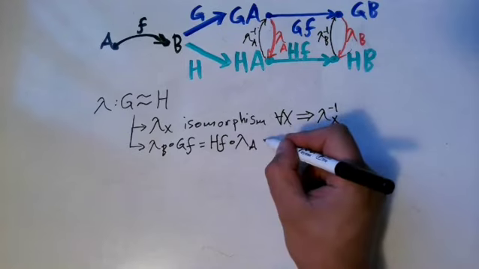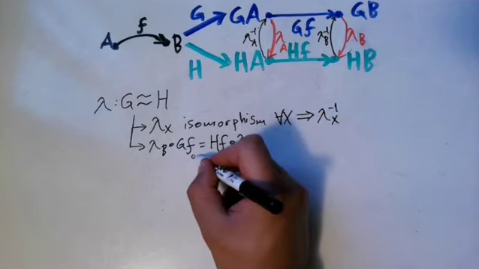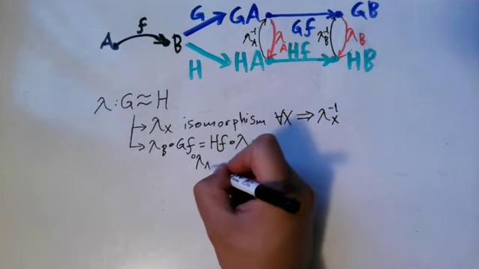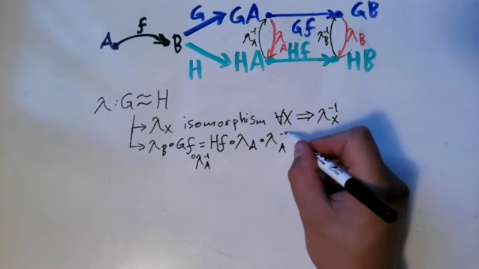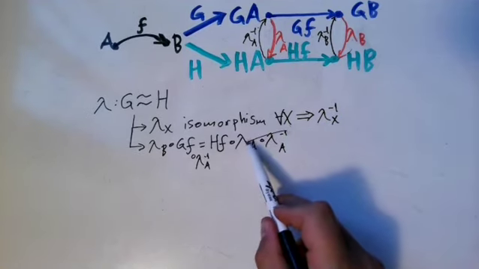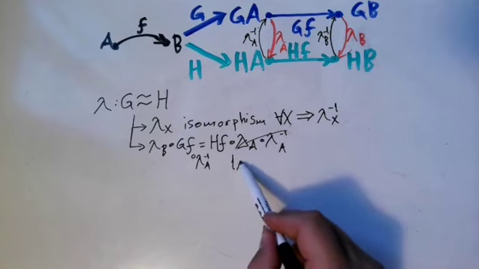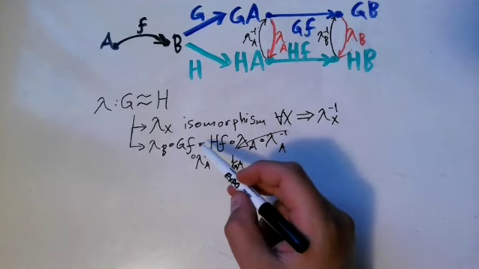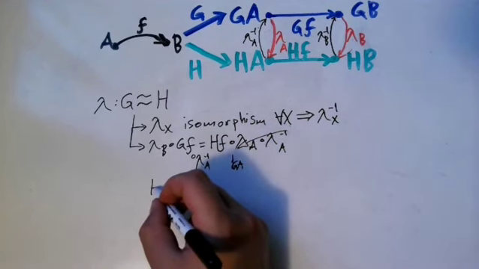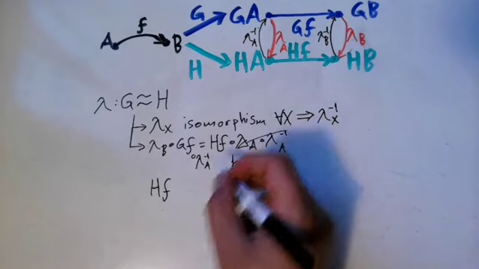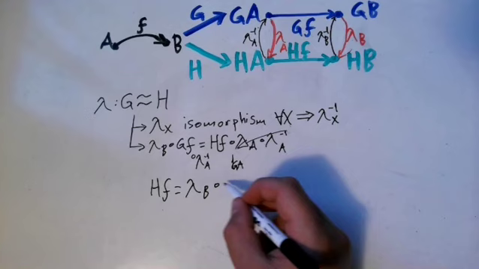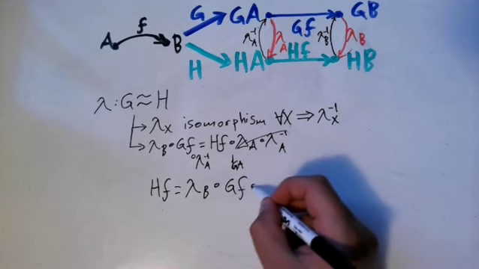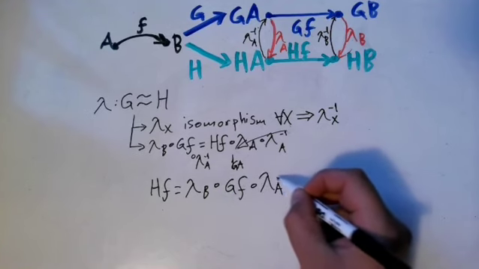This means that we can apply inverse lambda A on the right in both cases. These will cancel to 1 GA, and we'll get that H of F is equal to lambda for B after G of F after lambda for A inverse.